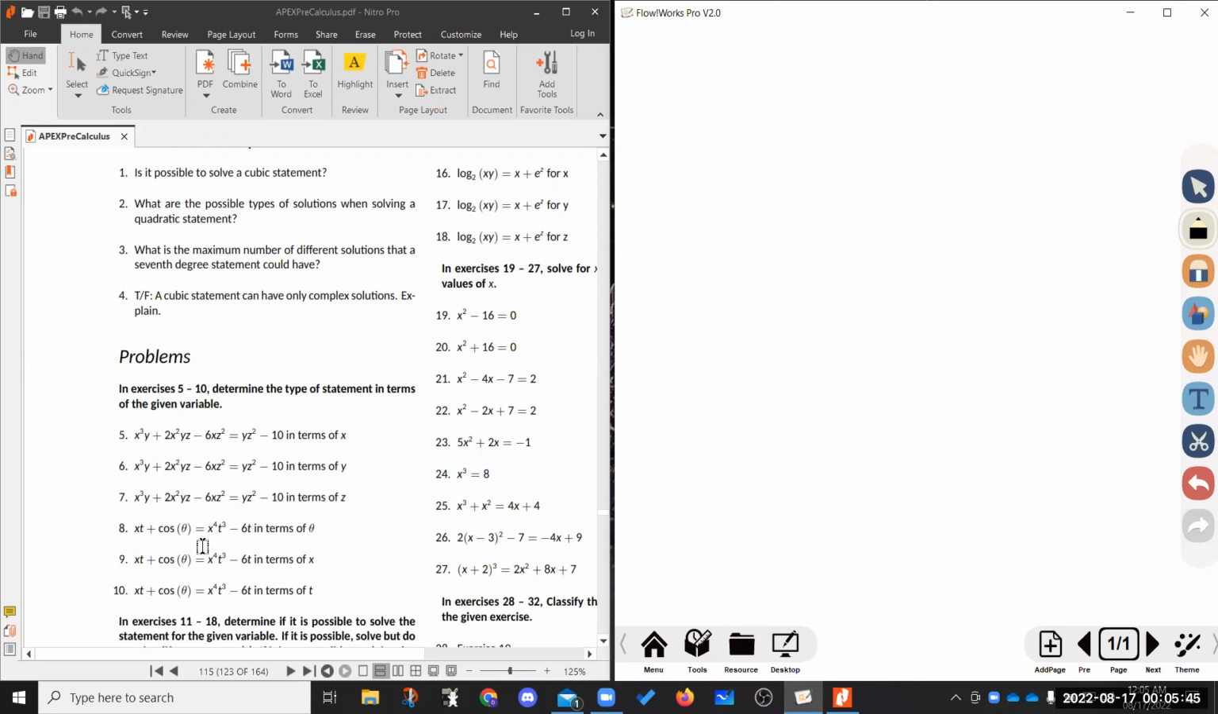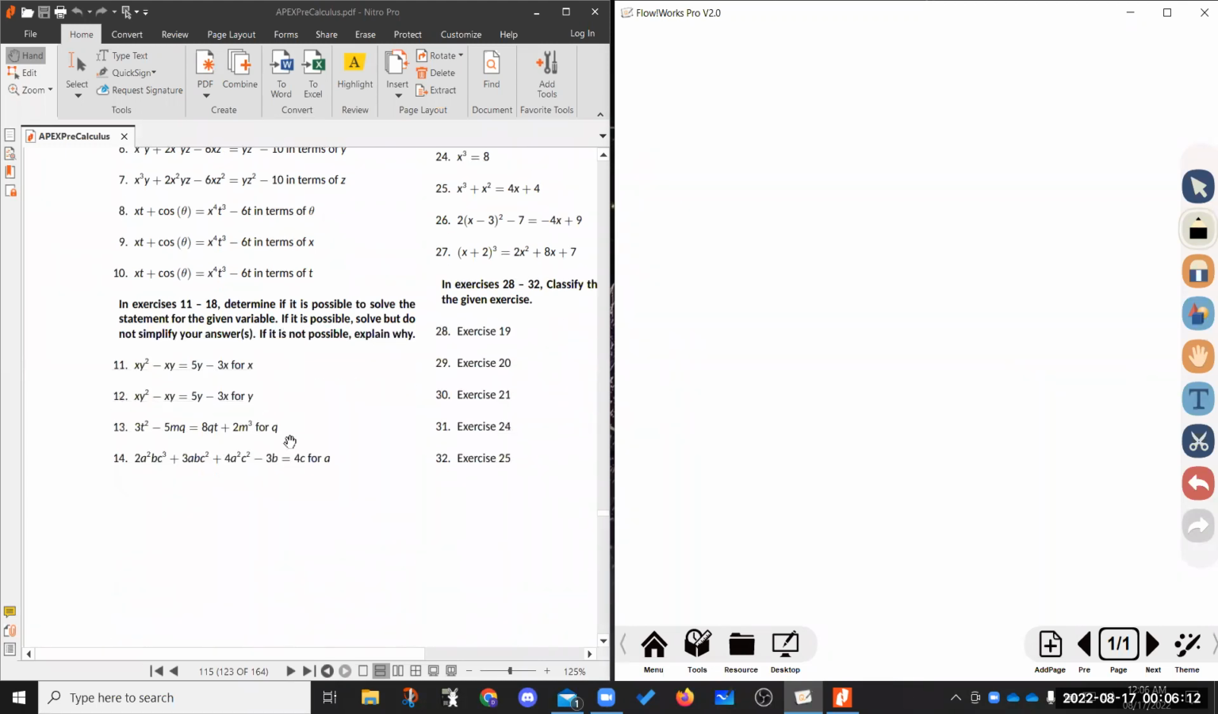In terms of theta, this is not a polynomial, so I can't give you a degree because it's a cosine function here, and that's not a polynomial. In terms of x, this is a 4th degree statement. In terms of t, this is a 3rd degree statement. Determine if possible to solve the statement for the given variable. If it is possible, solve, but do not simplify the answer. If it is not possible, explain why.